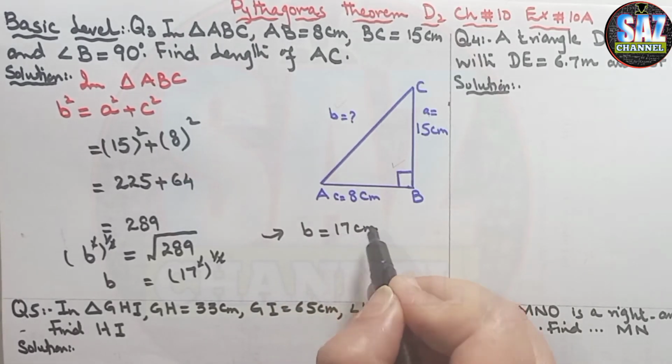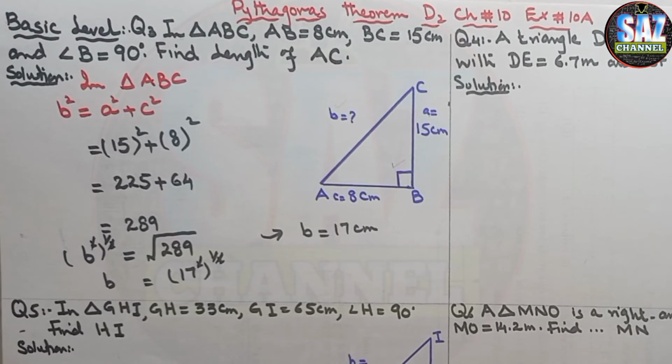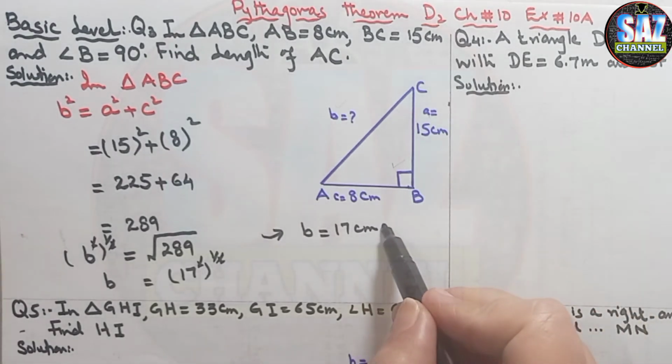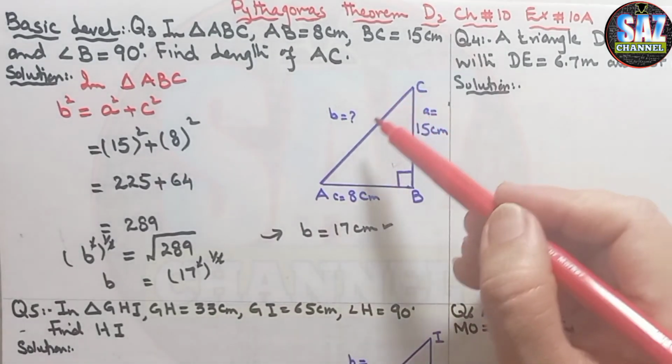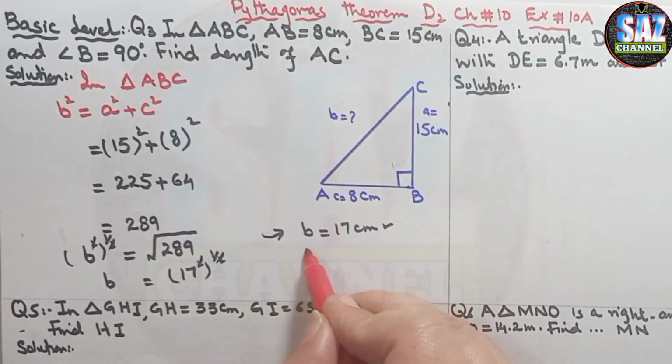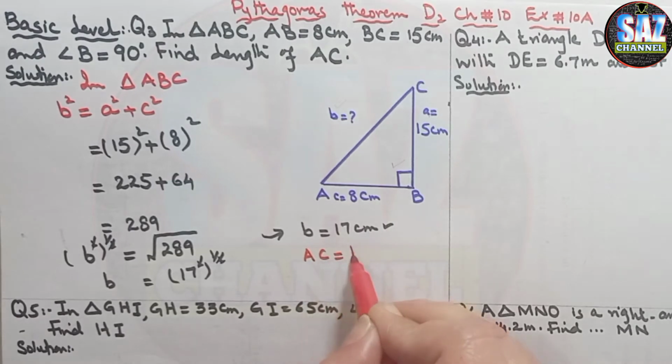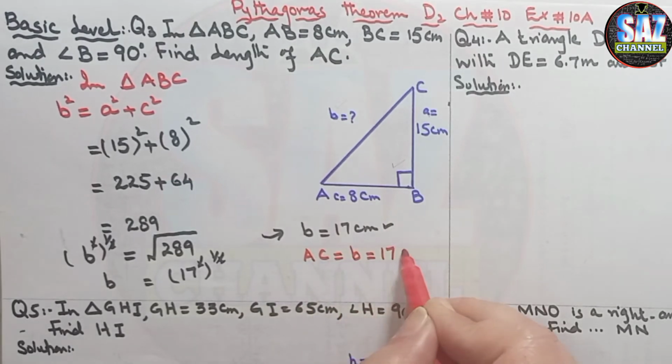Very easy questions. You just need command on the basic Pythagorean equation and the squares of the basic numbers. The lesson will be easy for you. b is 17 centimeter, and b, if you look at the question, is the requirement of the question, and that is AC equals b, which is equal to 17 centimeter.